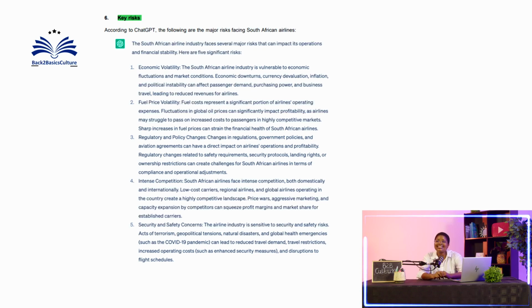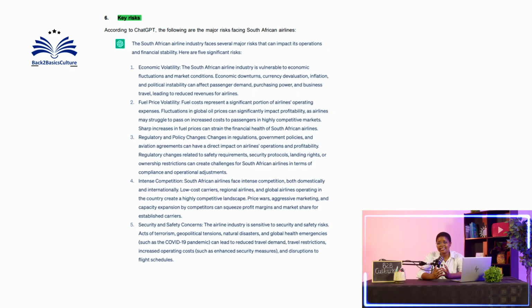Fourth key risk, intense competition. Still, we're not surprised, because we saw earlier that we are competing with 4 to 5 established airlines. So when this comes up as a key risk, it does not shock us, but we have to ask ourselves why it is relevant and how it can affect our operations. They say that South African airlines face intense competition, both domestically and internationally. Where is the competition coming from? There are low-cost airlines, and this creates a highly competitive landscape, which does not surprise us. There are price wars, aggressive marketing, and capacity expansion by competitors that can squeeze profit margins and market share for established carriers. We've seen this.